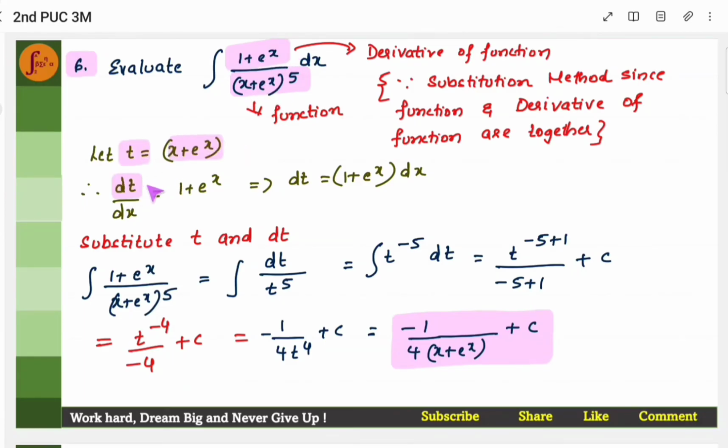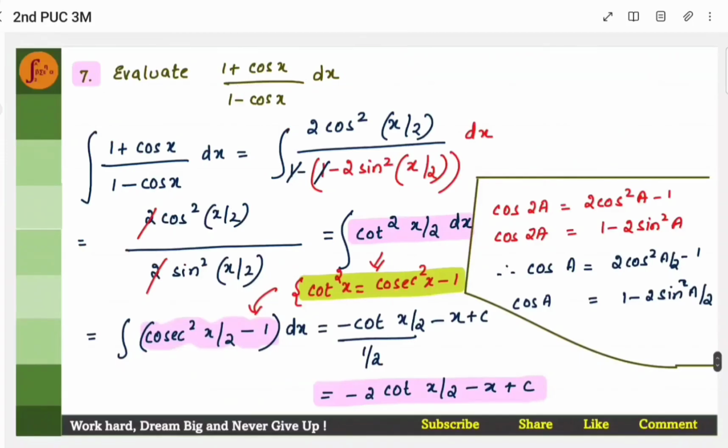Simple. Use the substitution method. Right? Next one. Whenever trigonometry comes in and there is something like this, it becomes tricky. So what do you do? You'll have to think a little bit here. Whenever you have addition and subtraction of trigonometric functions, you will for sure have to use some trigonometric formula.